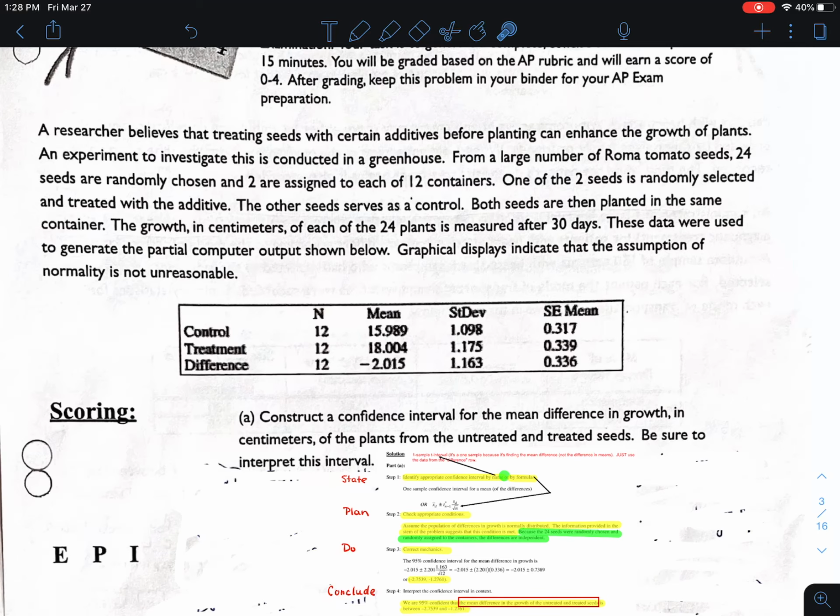Both seeds are then planted in the same container. The growth in centimeters of each of the 24 plants is measured after 30 days. These data were used to generate the partial computer output below. Graphical displays, this is important, graphical displays indicate that the assumption of normality is not unreasonable. What they're telling you here is they're giving you the check off that this meets the normal condition.